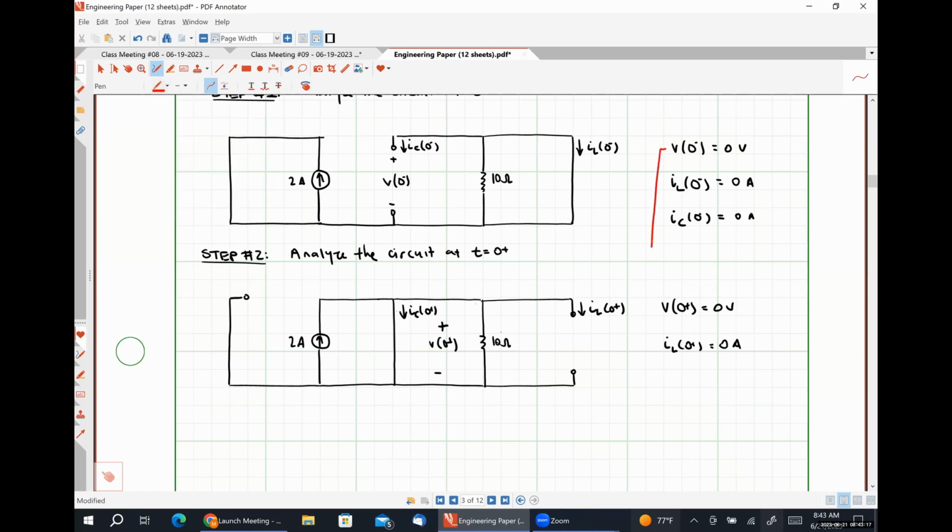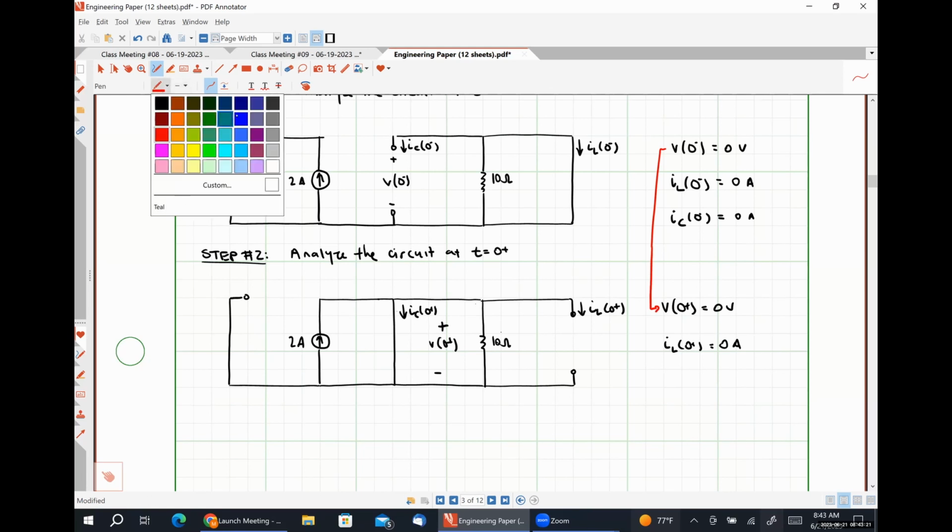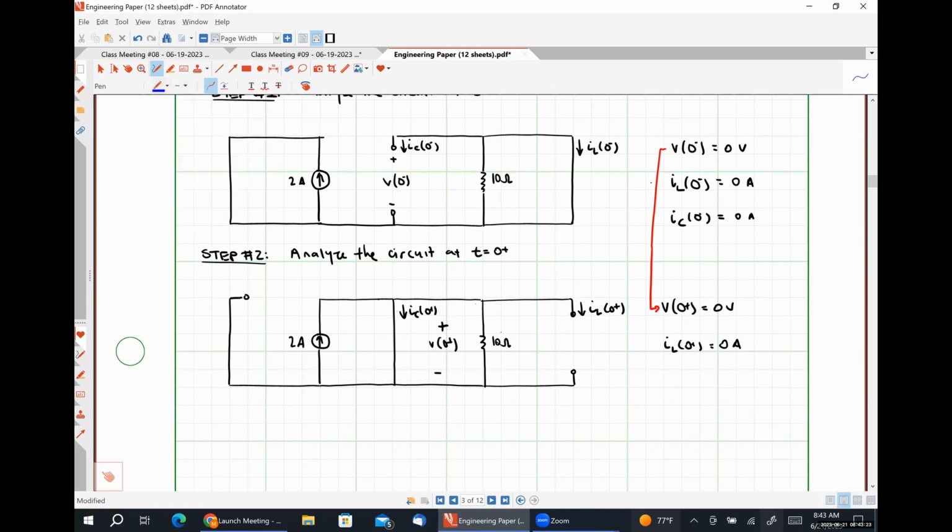This will always be true. Whatever we have at 0 minus for the capacitor voltage and the inductor current, we must have at 0 plus. So if you ever get a different answer, you've done something very wrong, just to be clear here.